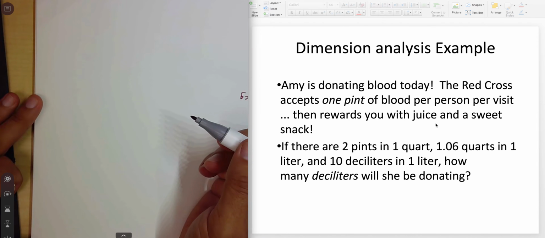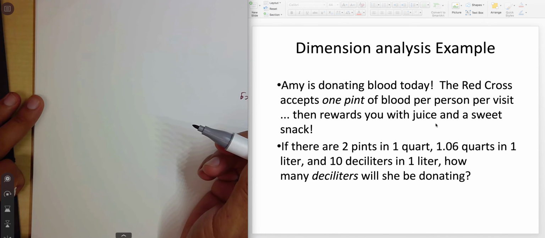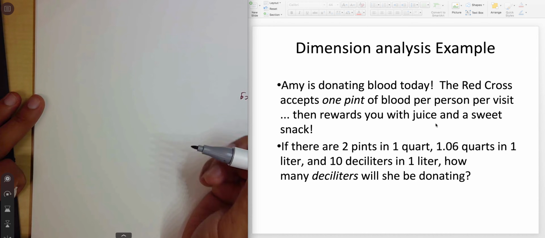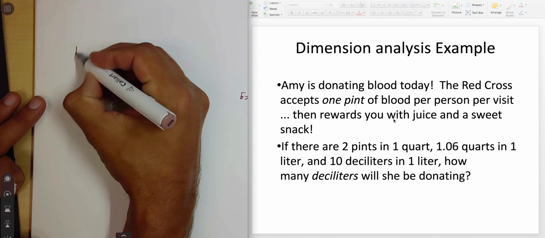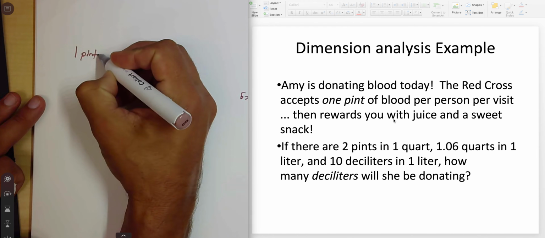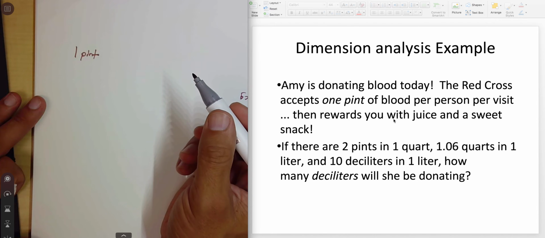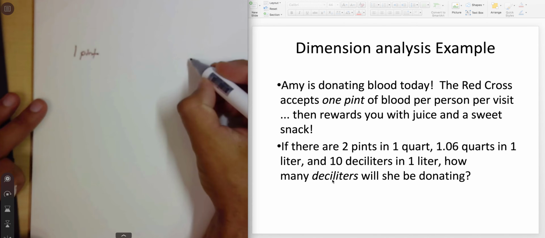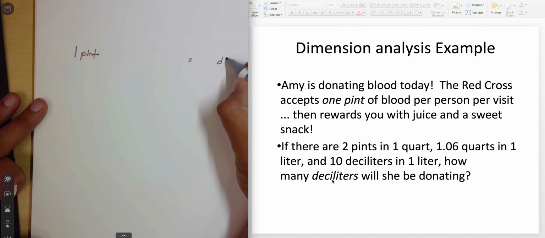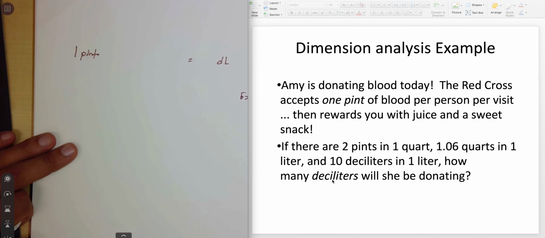She is donating 1 pint, right? The Red Cross accepts 1 pint of blood per person. So what do we know she starts with? She's starting with 1 pint. What are we asking? How many deciliters will she be donating? So in the end, we need to convert all this to deciliters. And that's how I go about this.